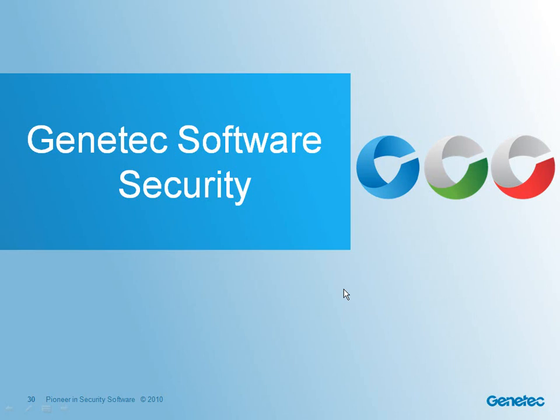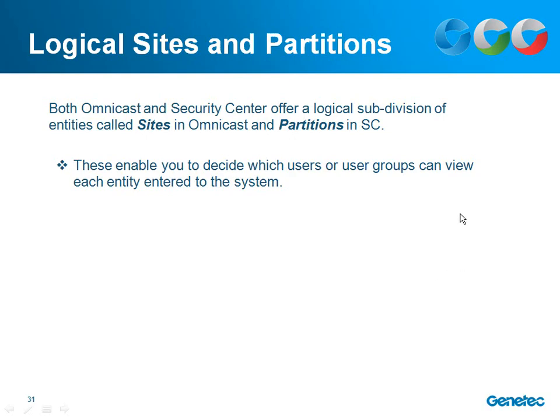Now that we've had a look at the server and network security, let's take a closer look at the Genetec applications and how we can keep them more secure. Both Omnicast and Security Center offer a logical subdivision of entities. In Omnicast, we use sites, and in Security Center, it's called partitions. Both of these allow you to decide which users or user groups can view each entity that has been allocated to the system.